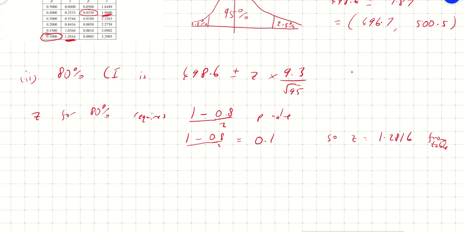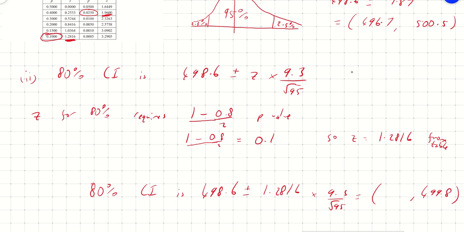So our 80% CI is 498.6 plus or minus 1.2816 times 9.3 over root 95. And if you do the plus, you get 499.8. And if you do the minus, you get 497.4. And a lower confidence level will give a tighter range, so it makes sense that this range is a lot smaller than in part 1, the 95% confidence interval.